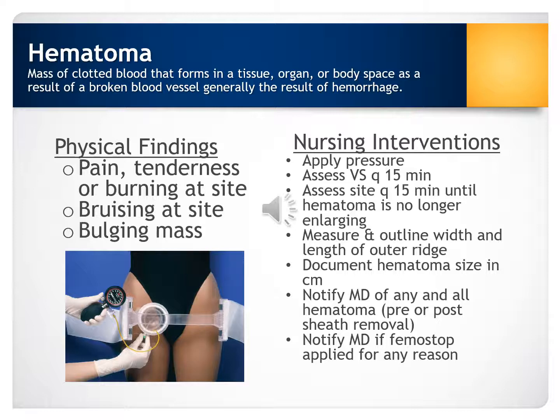You'll measure and outline the hematoma so you can document its size, and you can watch to make sure it isn't getting any larger or any smaller. You will be notifying the procedural physician, and you should note that a hematoma can develop both before and or after the sheath is removed. Sometimes the physicians will order a femostop to be applied. There is a picture here for you to see, and basically this continues to apply pressure over the hematoma to help prevent it from getting any larger.